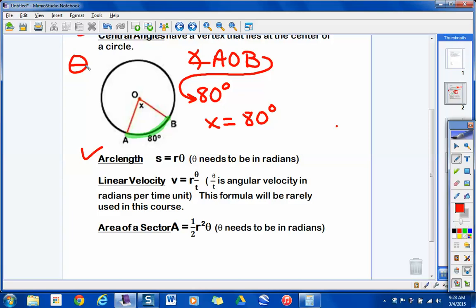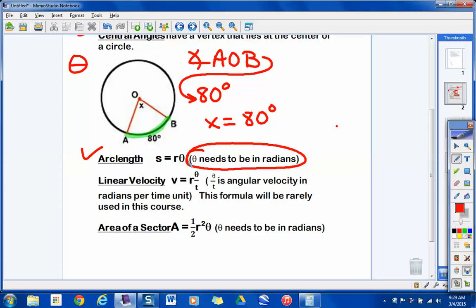Okay. Let's talk about arc length. They give you a nice little formula here. They say the arc length of a circle, or the distance marked off here like in green, for any arc is going to be defined as S equals R times what? Theta. The big idea here is that theta needs to be measured in what? Radians. If I'm going to use that formula, S equals R theta, theta needs to be in radians.